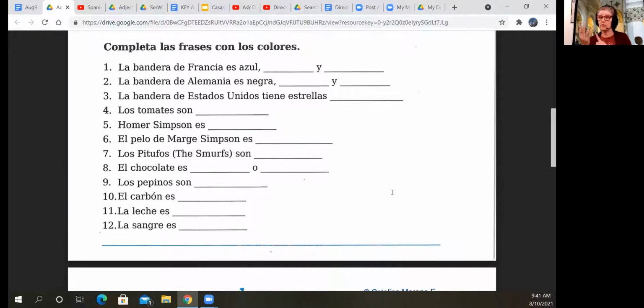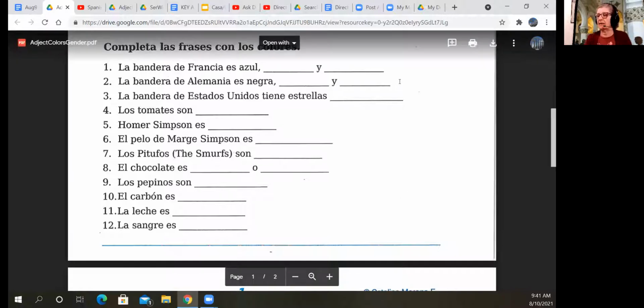We need two more colors. Roja y blanca. And those have to be feminine forms. So if you wrote it as rojo y blanco, you need to put an A on the end of those words. Roja y blanca, because we're talking about bandera.